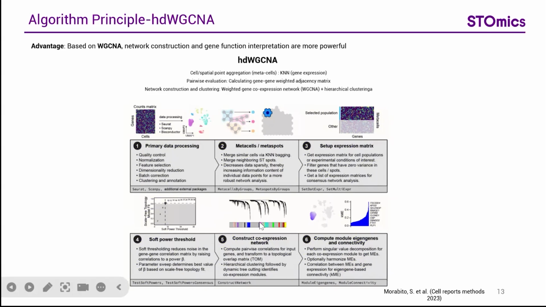Its principle is to aggregate similar cells into a larger cell population, metacells, based on gene expression using KNN, then calculate the weighted adjacency matrix between genes, and finally use WGCNA to construct a gene co-expression network and perform hierarchical clustering to identify co-expressed gene sets. This algorithm demonstrates stronger capabilities in network construction and gene function interpretation.